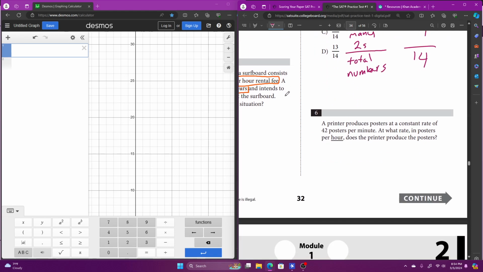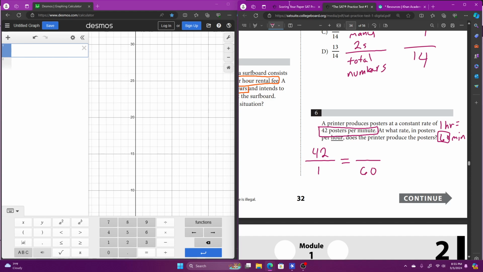And then question number 6, a printer produces posters at a constant rate of 42 posters per minute. At what rate in posters per hour does the printer produce the posters? So if it's 42 per 1 minute, then how many posters per 1 hour? I know that 1 hour equals how many minutes? It equals 60.